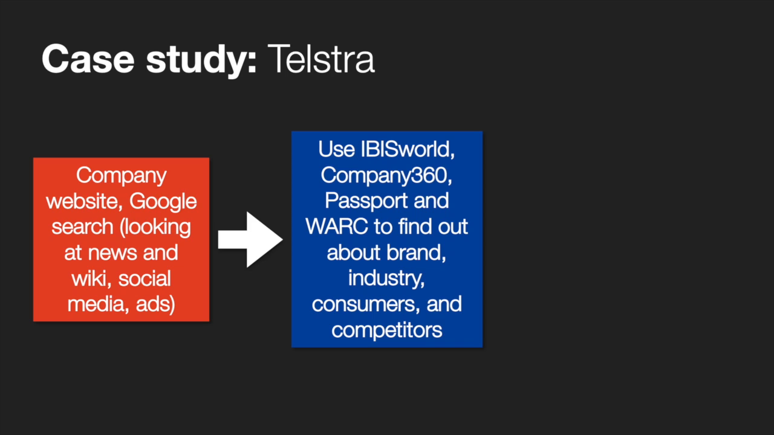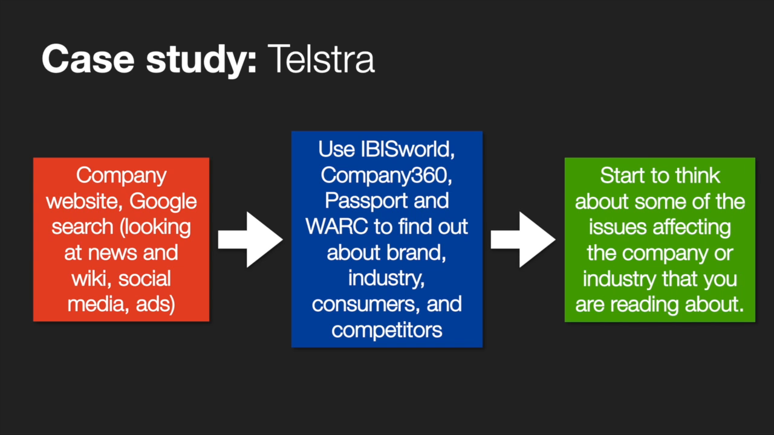Next, you might use the library's databases to access IBISWorld or Company 360 to get a better idea of the structure and financials of the company, Passport to get an insight into its consumers, WARC to find out about its advertising and brand. Using all of these databases together, you can get a better picture of the industry, telecommunications, that Telstra operates in, the consumers, both business and individual consumer, and Telstra's major competitors in Australia. And then once you've got this information together, you might start to think about some of the issues affecting the company or industry that you're reading about.